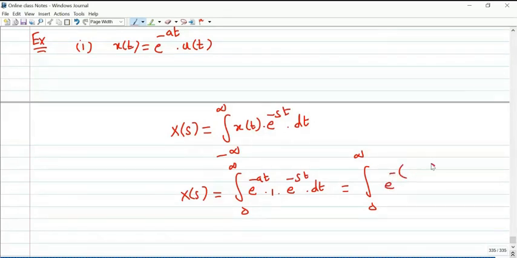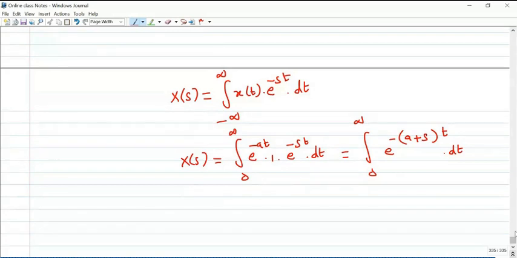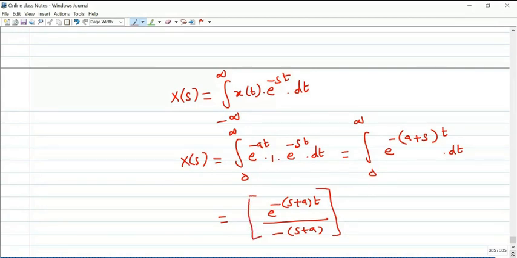Take e power minus t outside, and you will get s plus a, e power minus s plus a times t. So the integration is e power minus s plus a t divided by minus s plus a. Substitute the limit 0 to infinity. Okay. So in this step, we can find the region of convergence.